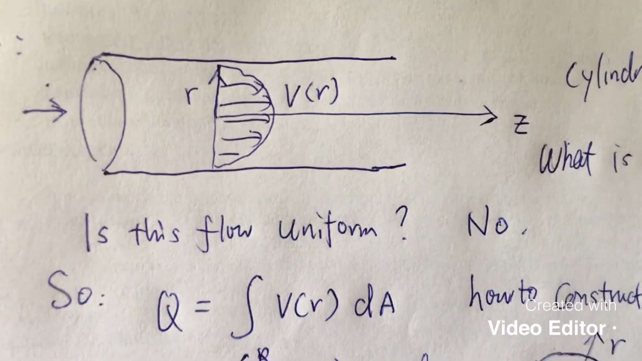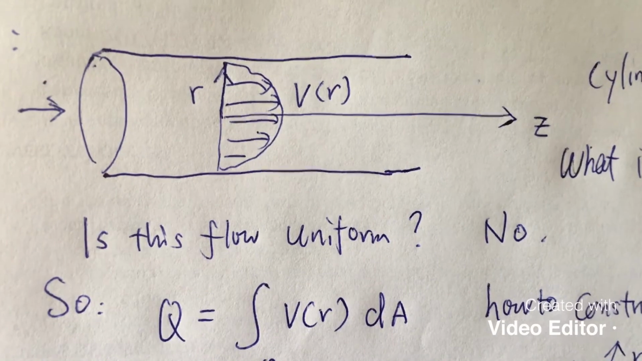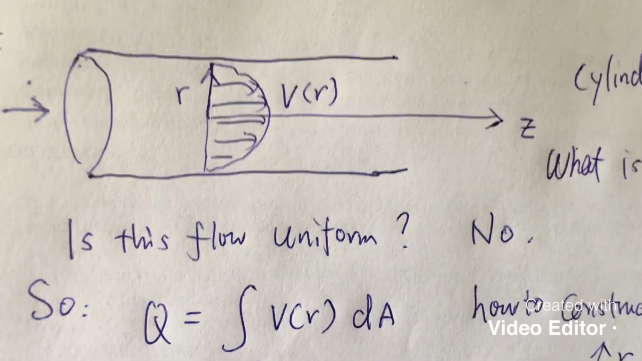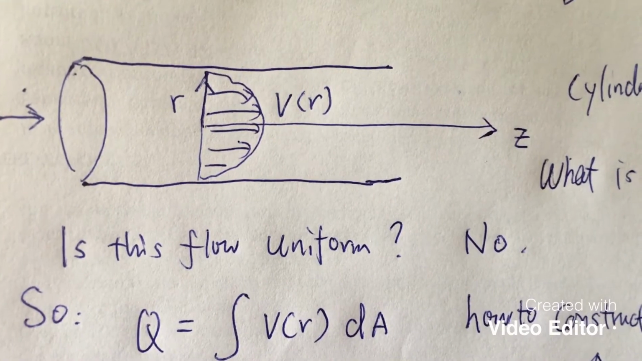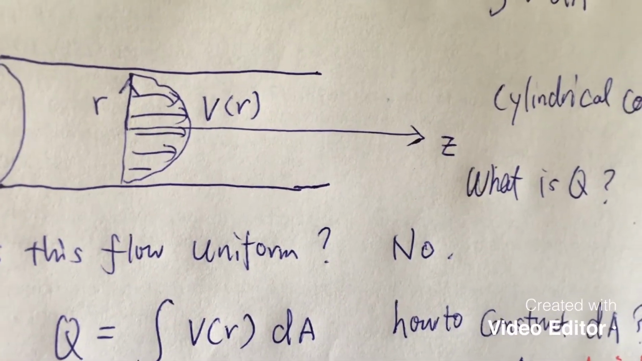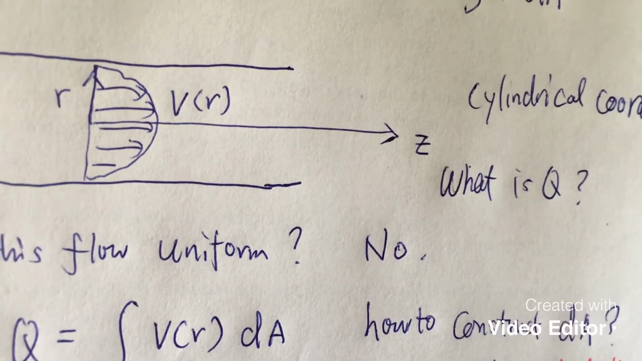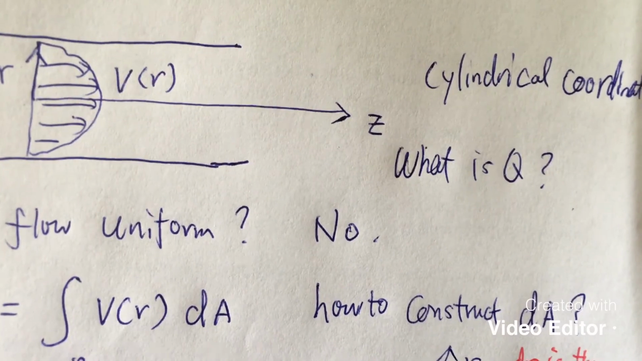Let's write down the equation first. Q equals the integral of V(R) dA. The velocity is a function of R, so your dA has to be changed into something in terms of R. How do we construct the dA? That's the next step.